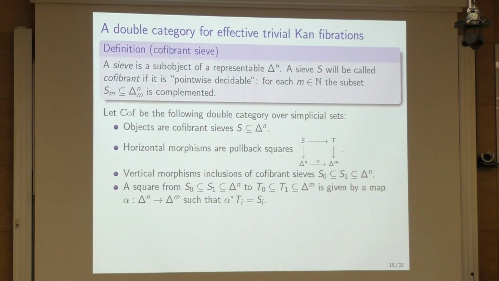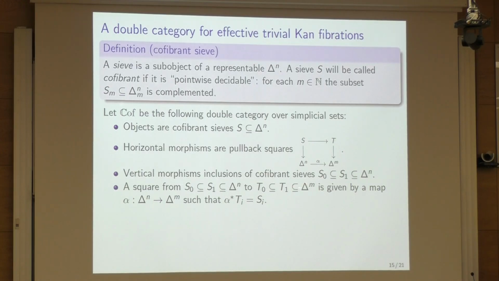Alright, so let's call these things cofibrant sieves. These cofibrant sieves can be organized into a double category. The objects are the cofibrant sieves. The horizontal morphisms, from S to T, are going to be pullback squares. So there's a map from, this is a sieve on delta n, this is a sieve on delta m, then, basically, the horizontal morphisms are pullback squares of this form.